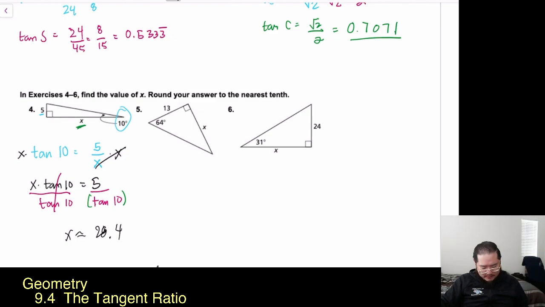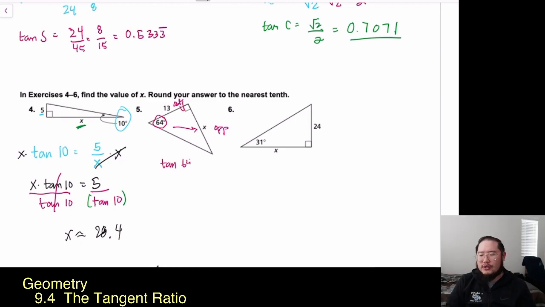Let's do number 5. It's a little different than number 4. So I'm looking at the angle right here that they show us in number 5. We have 64 degrees. I look at x, that's the opposite. 13 right here is your adjacent. Okay, so when we set things up, I've got tangent of 64 degrees is equal to opposite over adjacent.